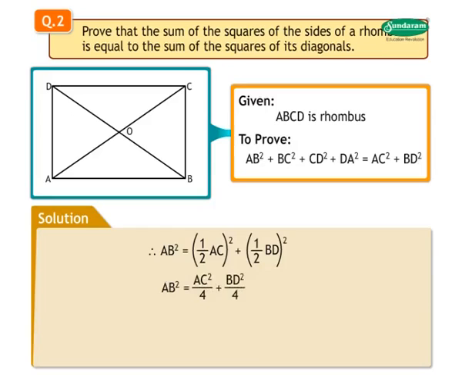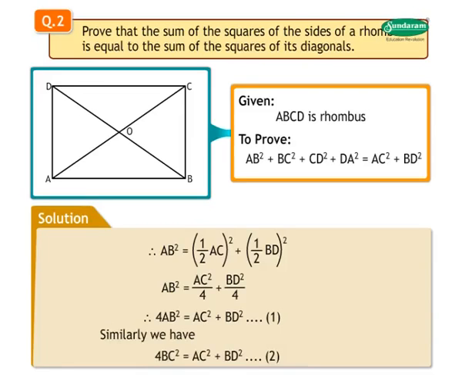AB square is equal to AC square upon 4 plus BD square upon 4. Therefore, 4AB square is equal to AC square plus BD square. Let us mark this as statement 1. Similarly, we have 4BC square is equal to AC square plus BD square. Let us mark this as statement 2.